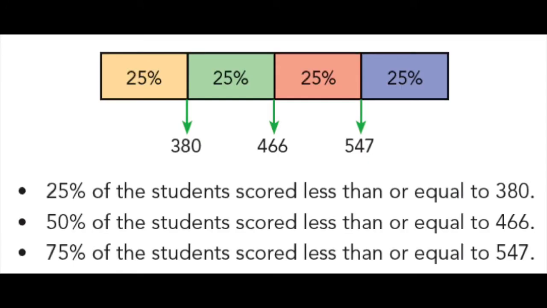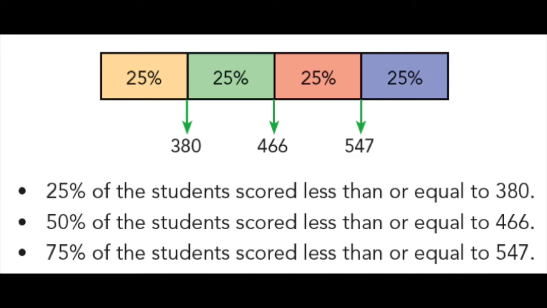What these quartiles allow us to do is visualize the data into 4 sections. You have 4 25% sections, and in this situation there were 600 students that took the test, so each section is represented by 125 test scores. Based on this data, we can make these generalizations. We could say that 25% of the students scored less than or equal to 380 on the test. We could also say that 50% of the students scored less than or equal to 466 on the test. Or we can say that 75% of the students scored less than or equal to 547 on the test.